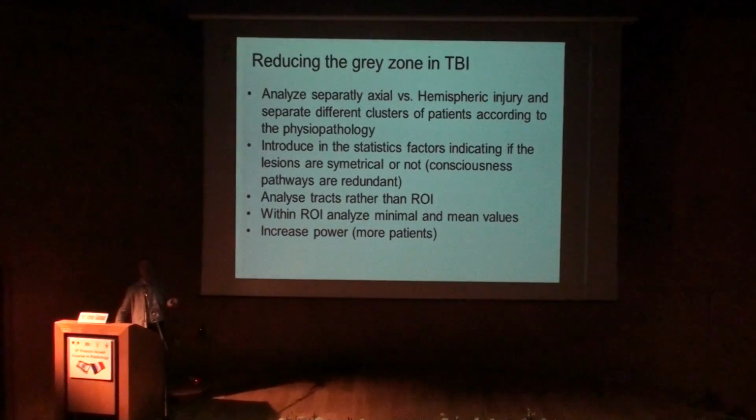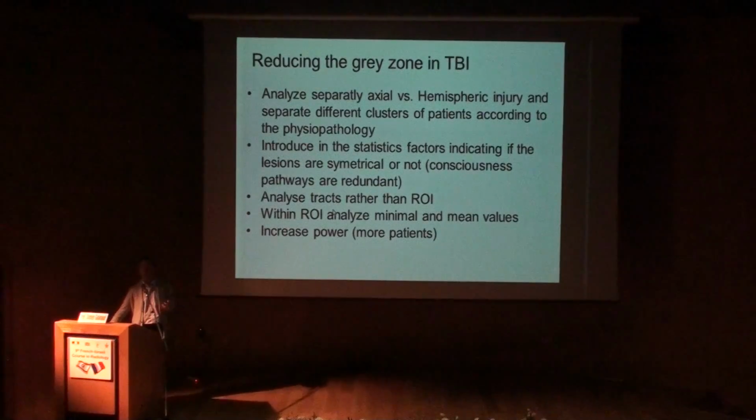How can we progress in reducing this gray zone? Maybe separate axial versus hemispheric injury. These are clearly two different mechanisms. Hemispheric injuries are rather concussion, axial injuries are deceleration, so that's also two rather different diseases. We are mixing them, maybe we can find a way of separating that.